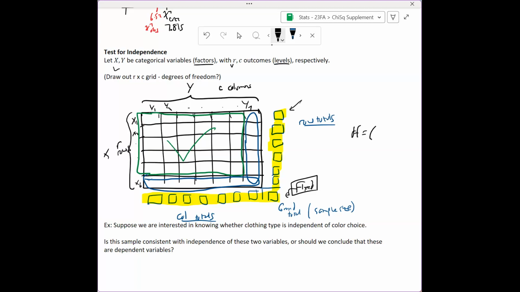What are my degrees of freedom? How many boxes can I choose? R minus 1 times C minus 1. Right? I can choose all of the green boxes, and that's R minus 1 times C minus 1. In this case, it would be 6 times 5 or 30, and you can count and see that there are 30 green boxes.